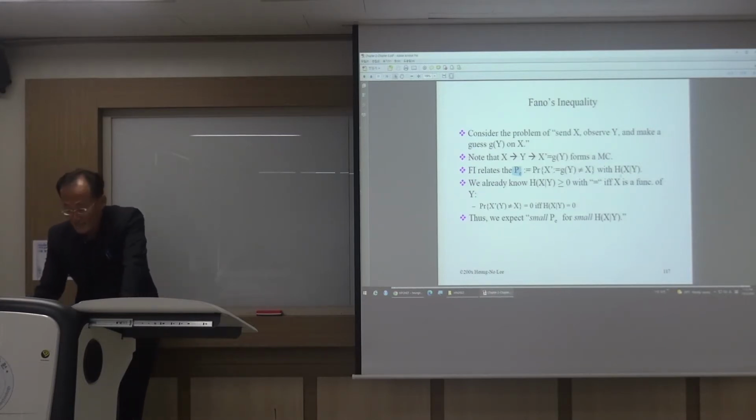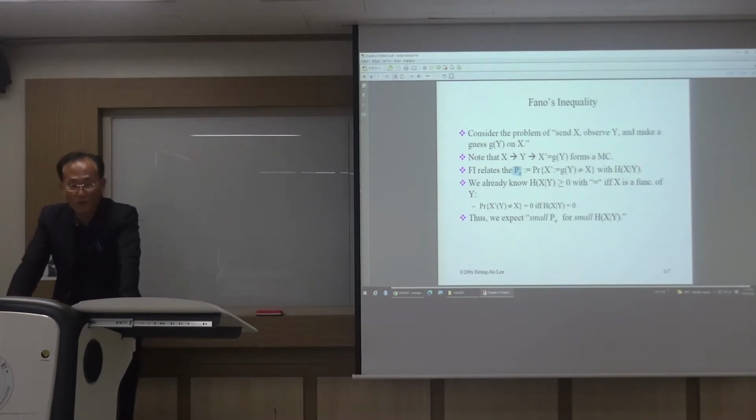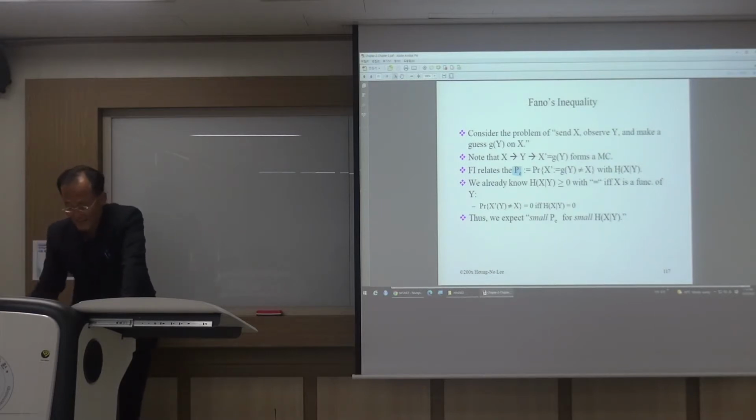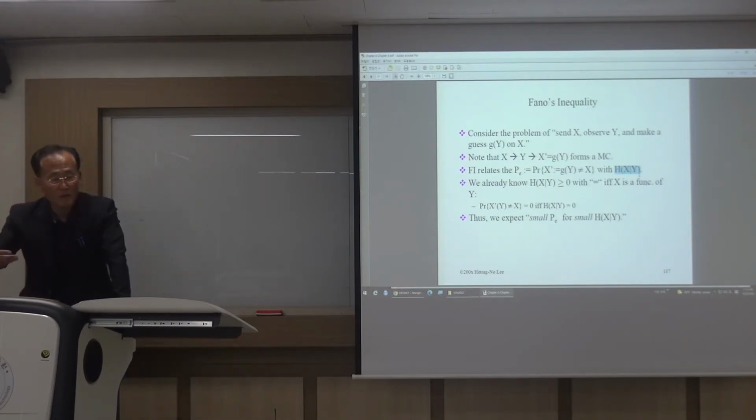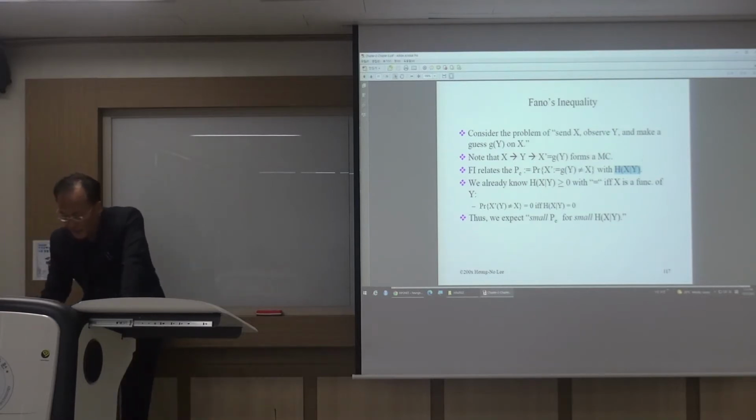And then, since entropy, which we have learned so far, has the potential to provide you with a fundamental bound, you can try to relate this probability of making error in your decision with the entropy of X given Y. So why have I chosen this entropy of X given Y? Because you are trying to make an inference about X after you have received Y, right? So that's the fundamental measure because of that, okay?